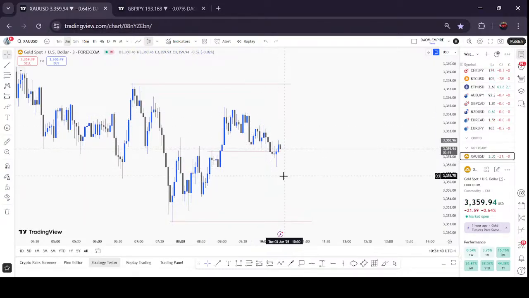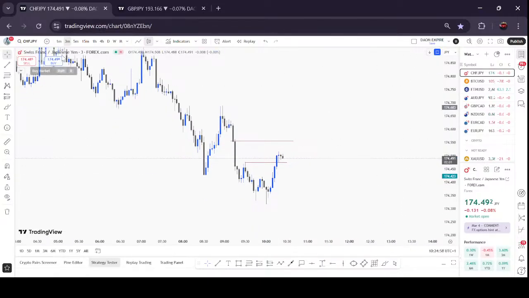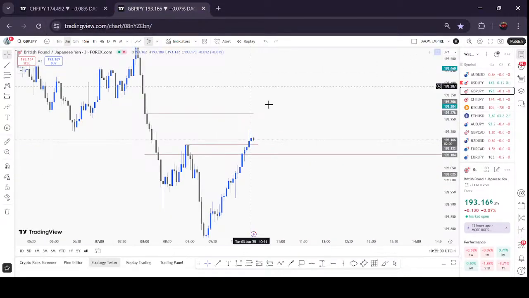I knew gold is still going to buy, but this area is an indecisive area. I need it to decide that it's ready to buy before we take advantage of that. Okay, but right now let's still wait on CHFJPY. GBPJPY, push up.